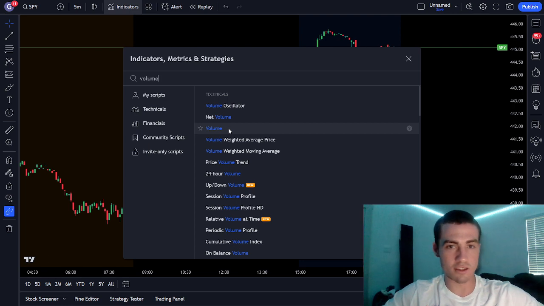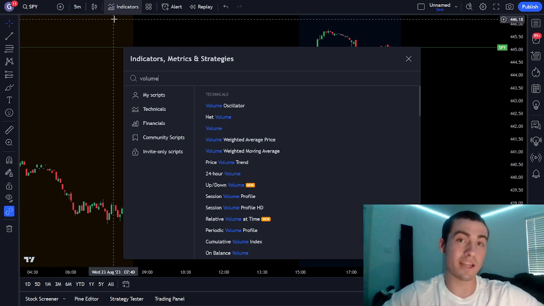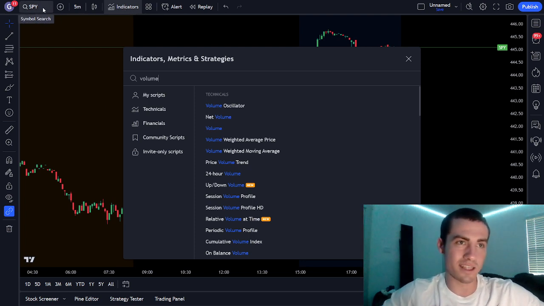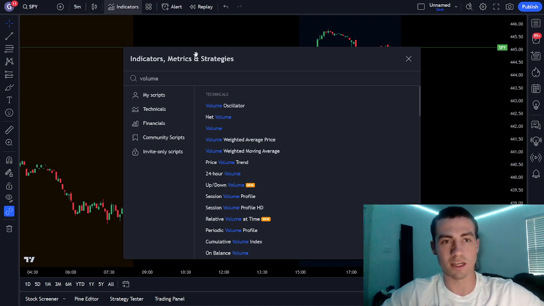So the first one you need is going to be volume. And to get indicators, you're going to need TradingView. You go to TradingView, you go to this Indicators tab. And by the way, this works on any ticker. And the time zones are going to be 5 minute and 15. I'll get into that in a second.